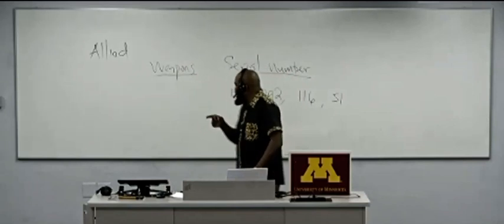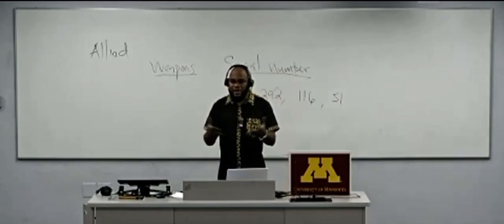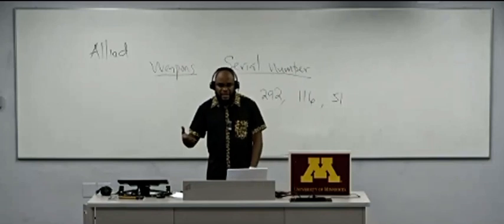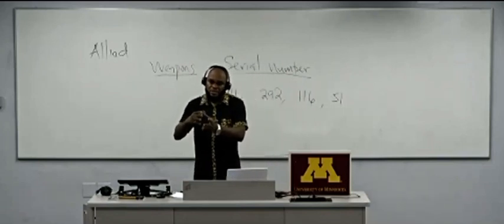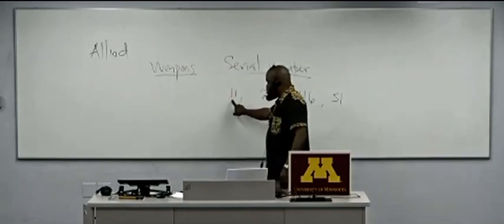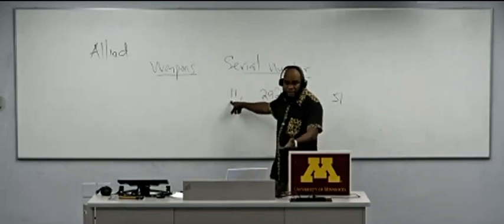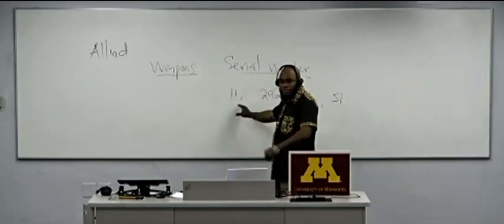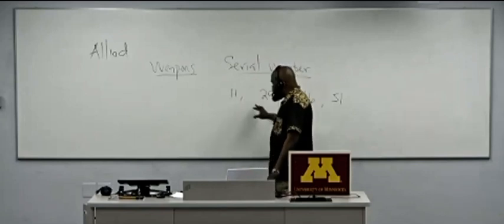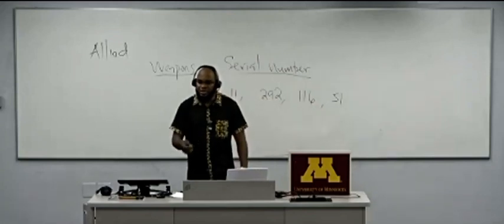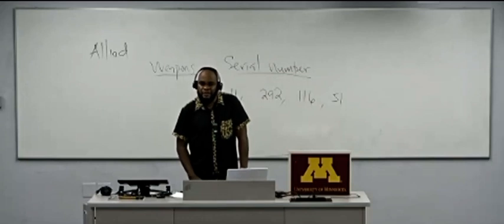Of course, the Allied are trying to figure out what the maximum number is, because the serial number is just according to how the something is produced. Like 11 means 11 of such weapons have been produced, and they want to know the maximum number. Which means they want to know the capacity of weapons in the Nazi arsenal.